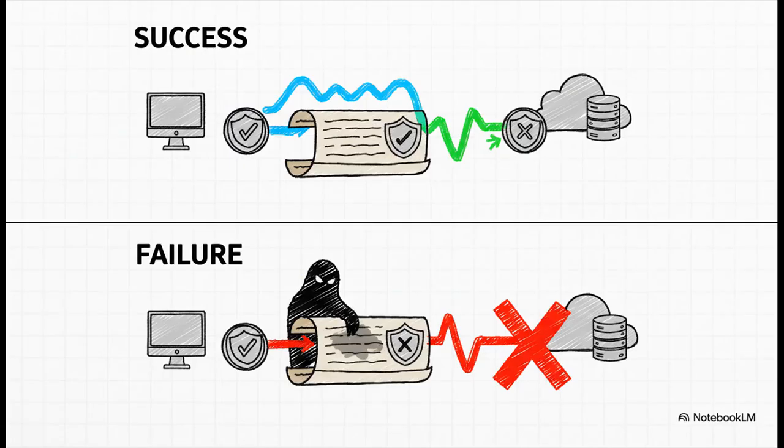And for the grand finale of the handshake, both sides send a finished message. This is basically a cryptographic fingerprint of the entire conversation they just had. If a man-in-the-middle attacker changed anything at all, even one tiny bit, those fingerprints won't match, and the connection is immediately terminated. It's the ultimate integrity check.